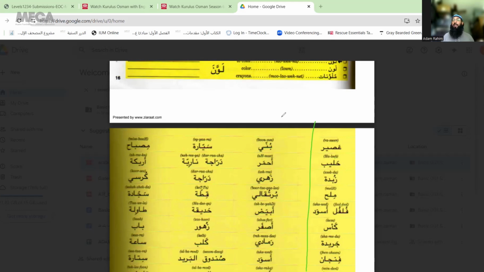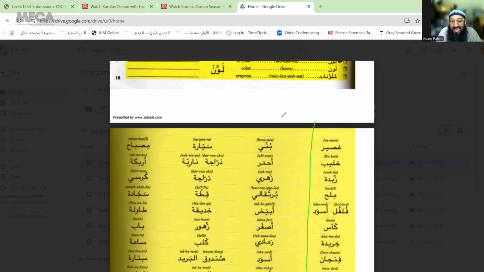The next word is ka'sun, which means cup. A number of these words you will see in the Quran. You'll see milhun in the Quran. You'll see ka'sun in the Quran. The word ka's means cup, something that you drink from, right? Ka'sun.